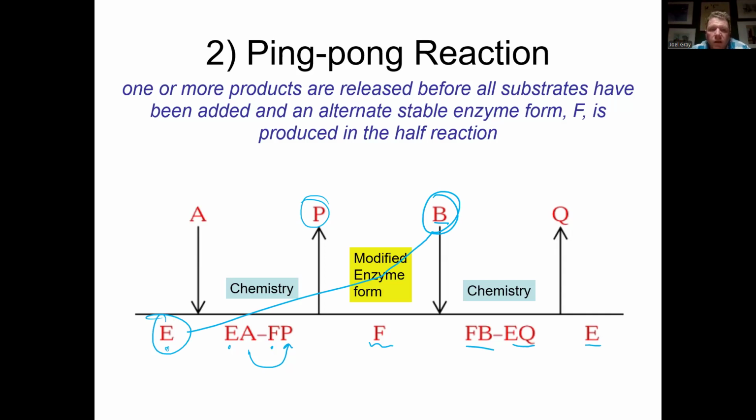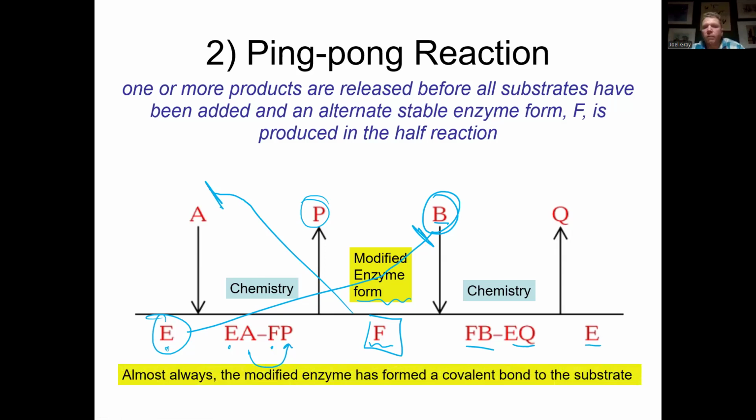You'd be right if you were thinking that it has a very low affinity for that. It doesn't really want to bind B. What wants to bind B? Our modified form of our enzyme, F. That modified form of our enzyme F can form FB. Okay, so it can bind B. Just as F doesn't want to bind A, E doesn't want to bind B.